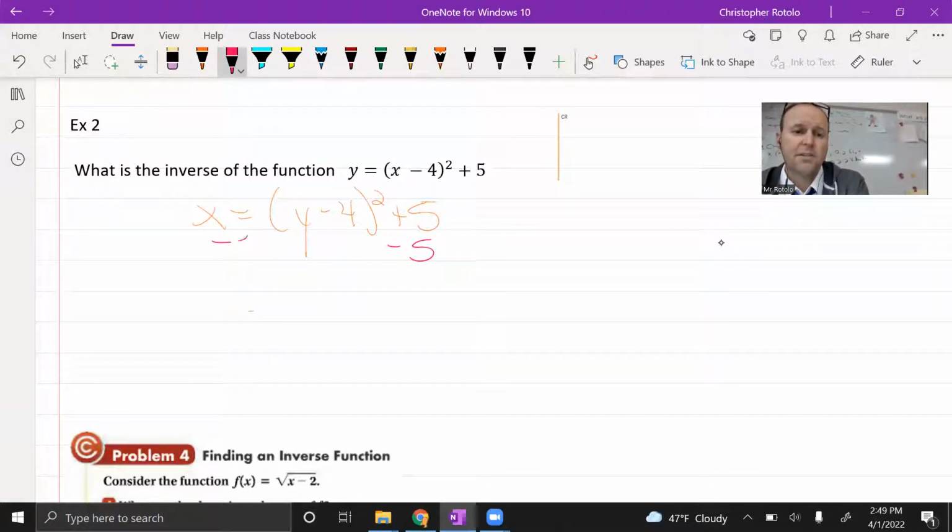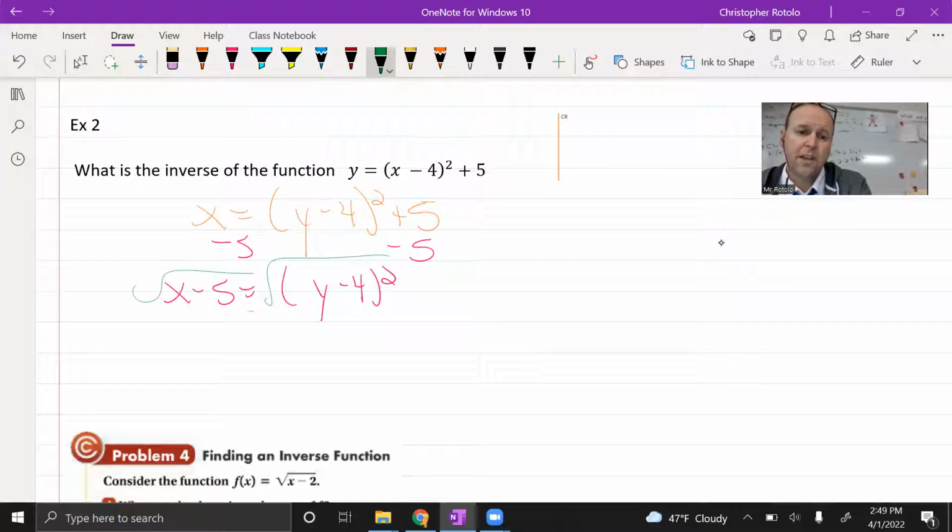Plus 5, I need a minus 5. So I have x minus 5 equals y minus 4 squared. We already talked about this. We're going to take the square root to get rid of that. Now the order matters, right? So the very last thing I'm going to do is add 4, but it's after I took the square root. So I might have 4 added on to that.